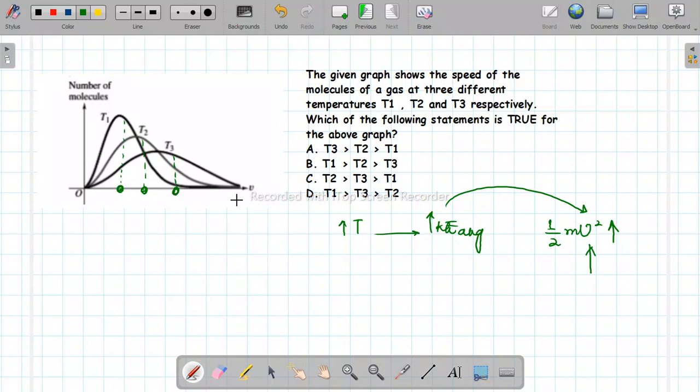Right, among these three, which is the plot in which the average kinetic energy of molecules is greater? See, this is the plot with greatest average kinetic energy, that is with the greatest average velocity. Okay? So we say that T3 is greater than T2, which in turn is greater than T1. Option A has to be the correct option here.